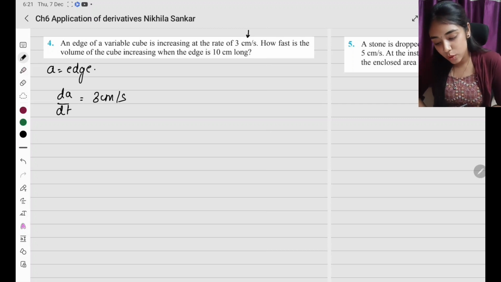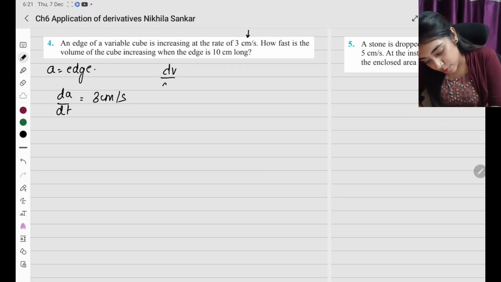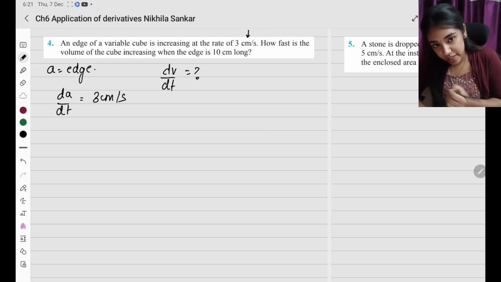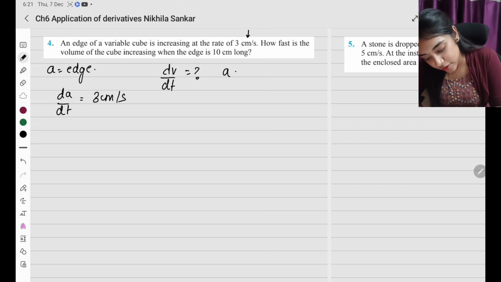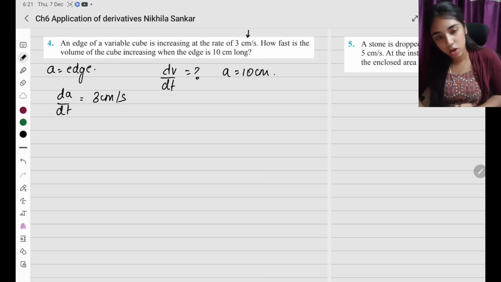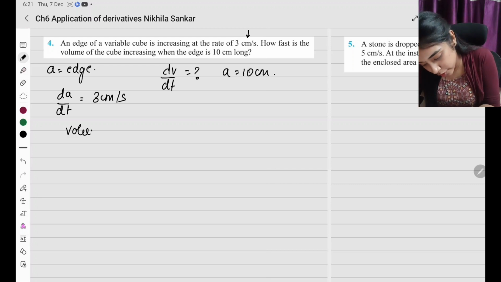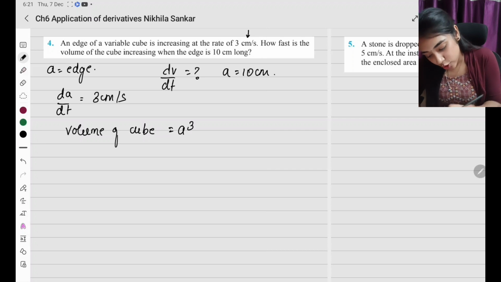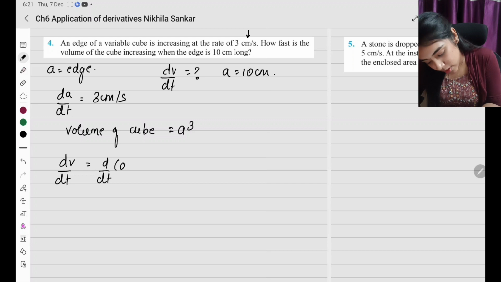How fast is the volume of the cube increasing? So the rate of change of volume of the cube, if the edge is 10 centimeter long. Okay, so we'll do this. What is volume of cube first? Volume of cube is going to be a cube. So dV by dt equals d by dt of a cube.